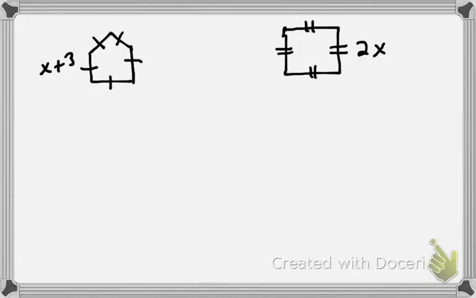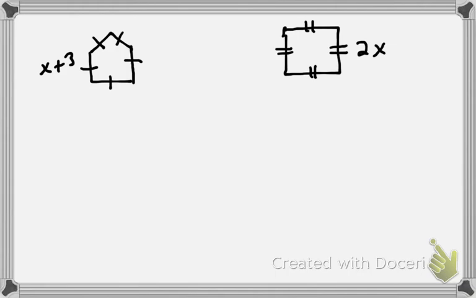Alright, this is question 14. The question says the perimeters of two regular shapes are equal. When they say regular, they mean all sides are the same and all angles are the same. And they're saying these two shapes are equal.